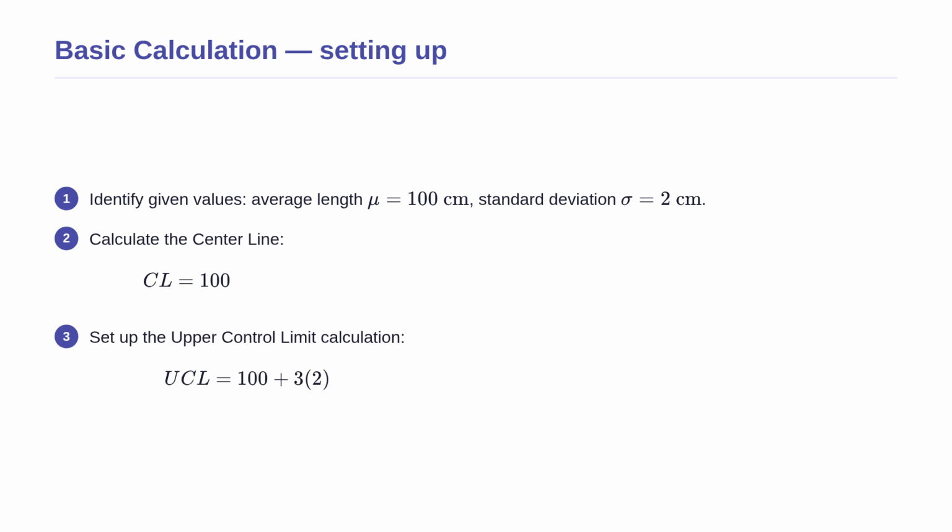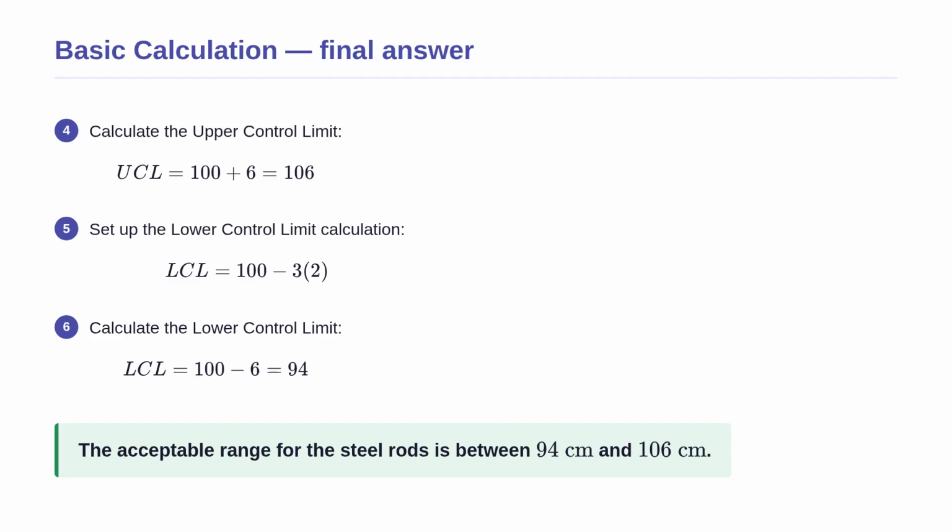The center line is simply the average, so our center line is exactly 100. Next, we set up the upper control limit by taking the average of 100 and adding 3 times the standard deviation of 2. We will perform the multiplication in the next step. Continuing with our calculation, we multiply 3 by 2 to get 6. Adding this to our average of 100 gives us a final upper control limit of 106 centimeters. Any rod longer than this triggers an alarm.